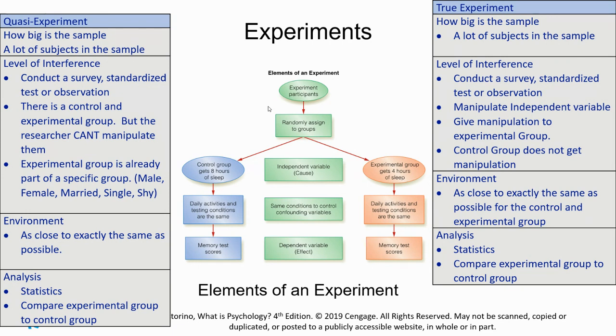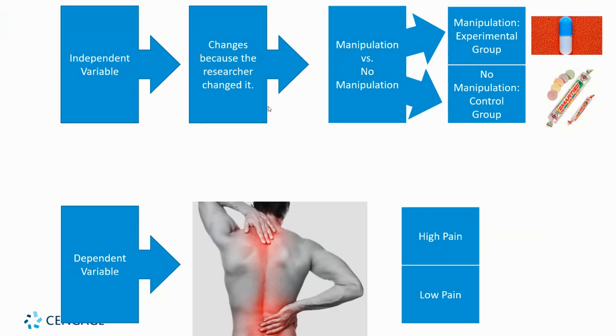And of course, my analysis is going to be a statistical one. I'm going to see, is there a difference between my control group and my experimental group? Now, I've been saying independent variable, dependent variable, control group, experimental group. People sometimes have a real hard time with these vocabulary words. And so I just want to sort of show it to you visually.